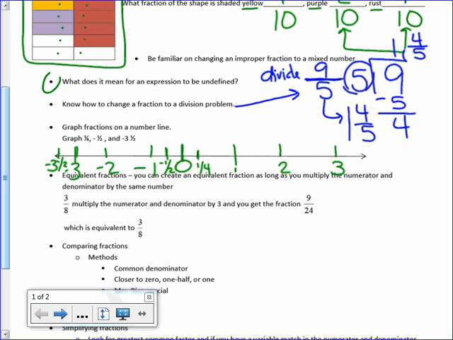We skipped what it means for an expression to be undefined. I will talk about that in class on Wednesday.